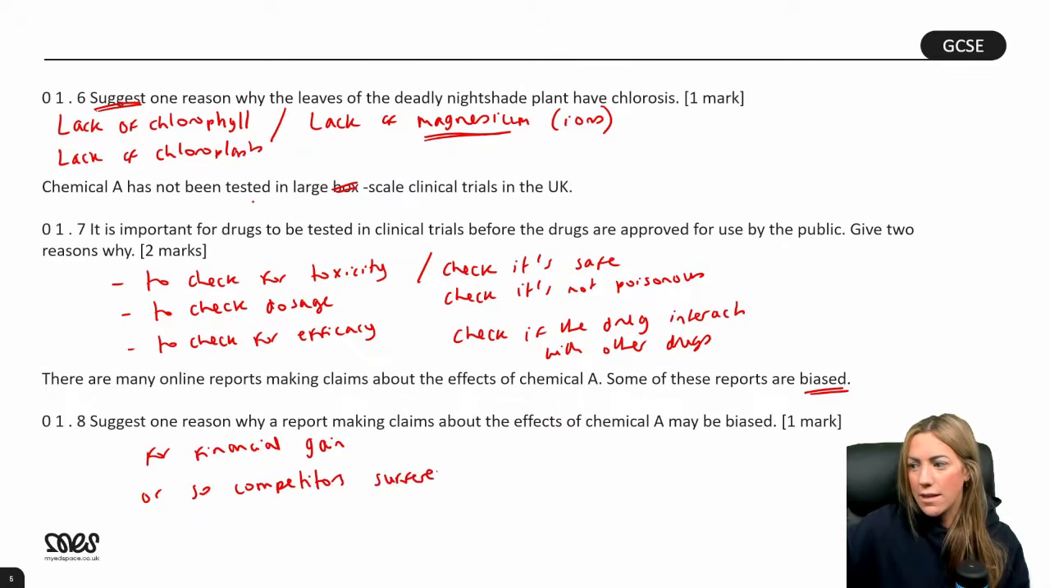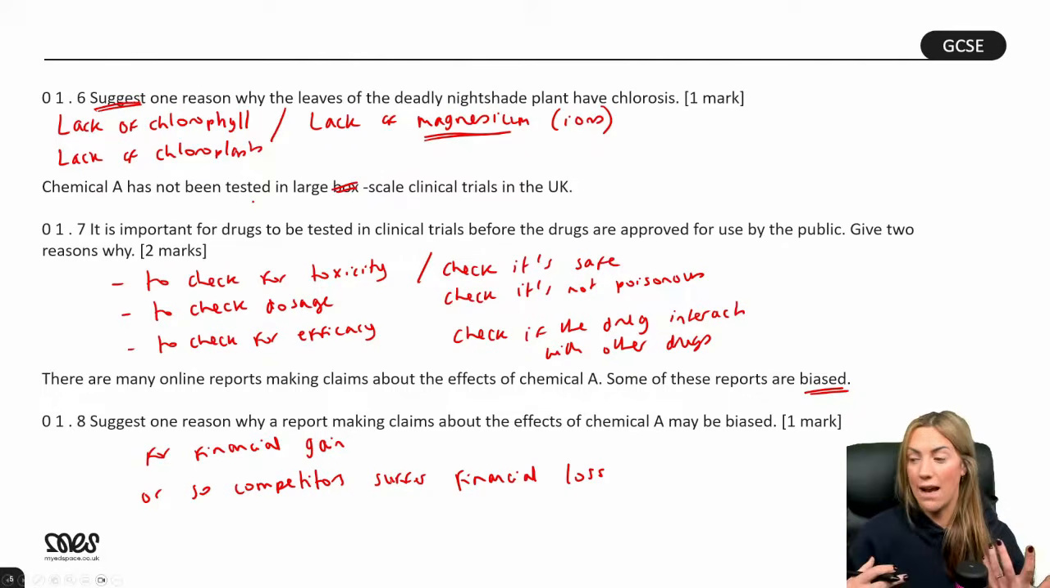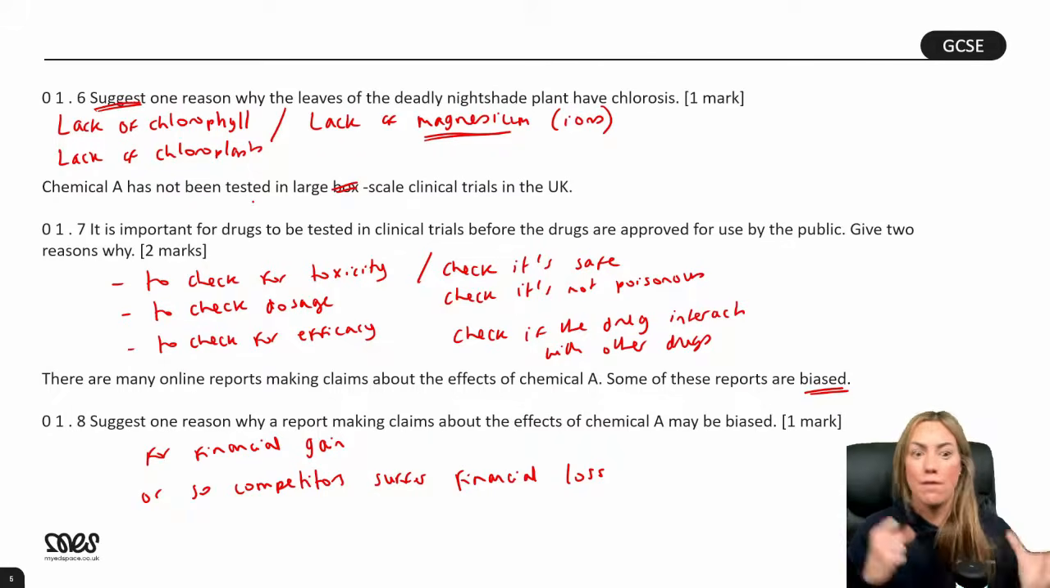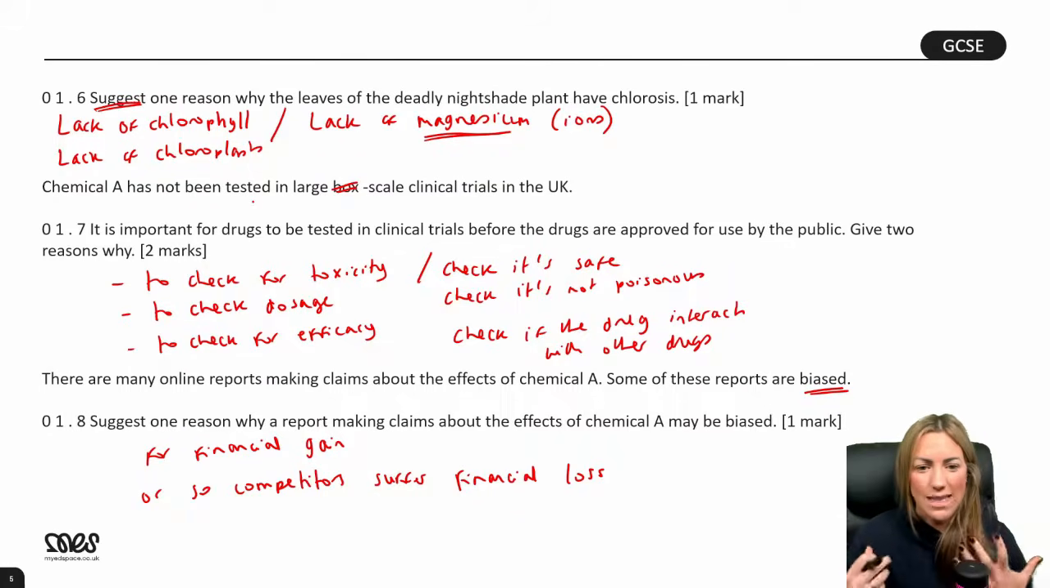competitors suffer financial loss. Okay, because they might want to sell more of their drug and outcompete the competitors, and the competitors then have financial loss. But it has to be to do with finance here, because this is a drug that is going to be sold, and these individuals are biased. So they're going to be biased if they want to make money, right? Or they want to take money away from other competing companies. So it has to be something to do with finance, money, to get this mark, okay?